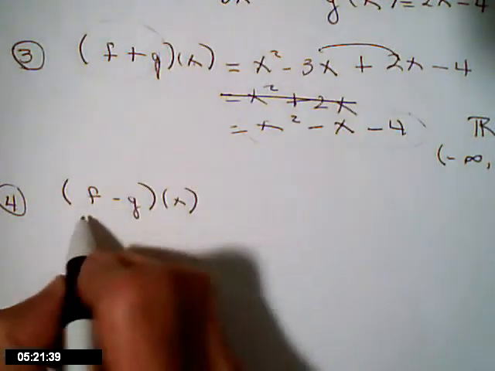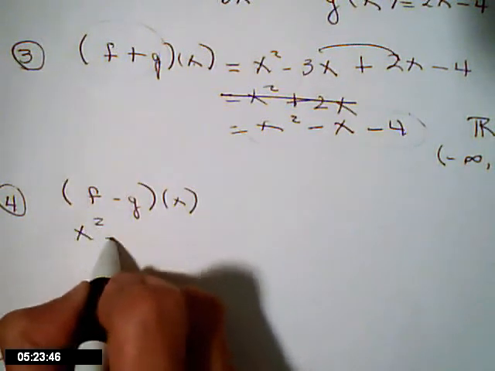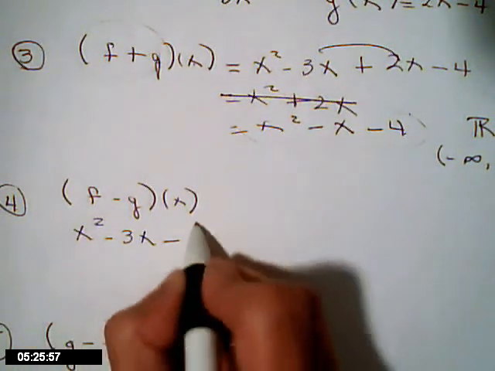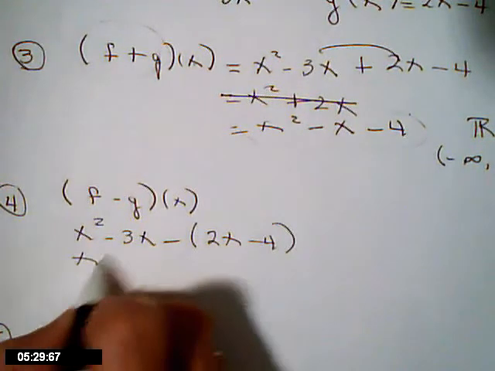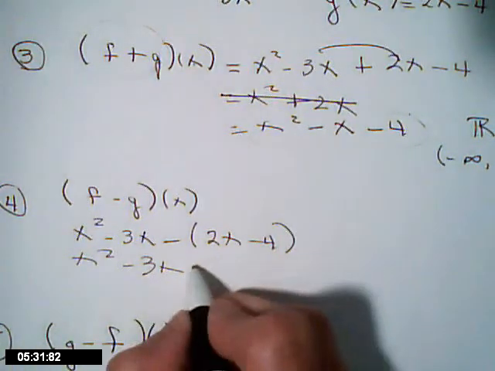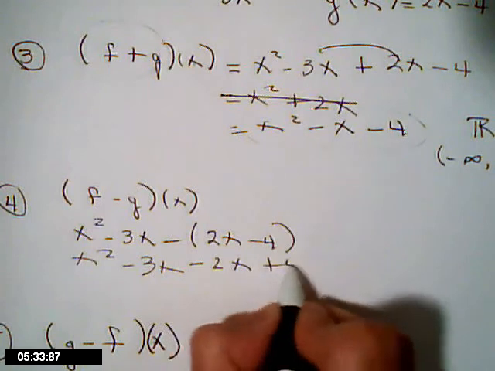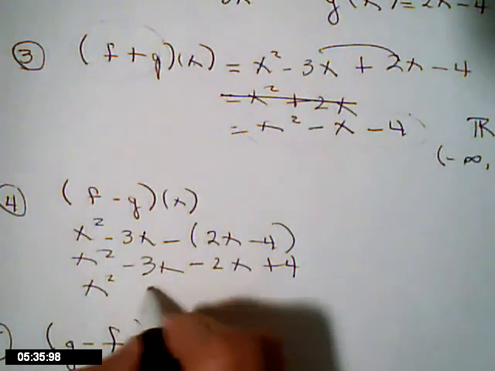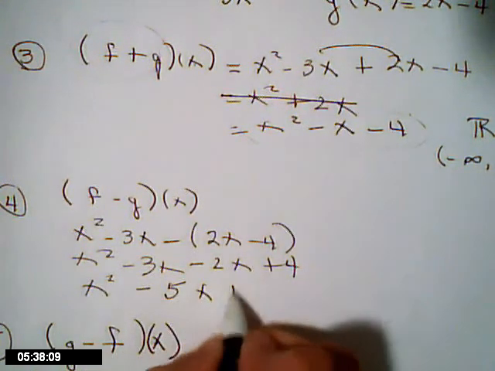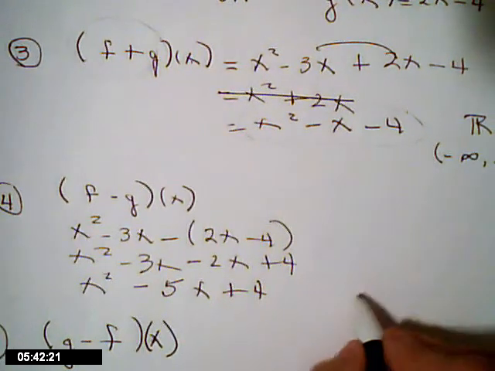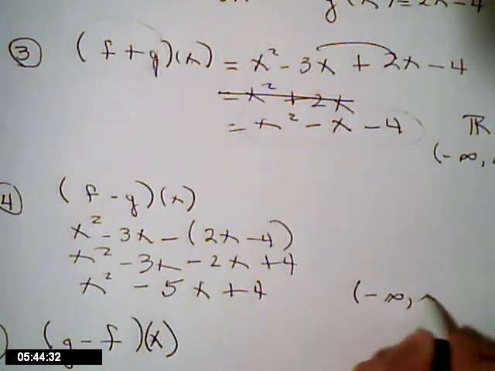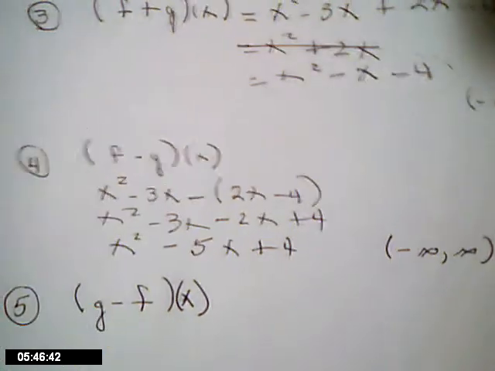Number 4, we have f minus g. Order is very important. x squared minus 3x minus g. So x squared minus 3x, change your signs. Descending order would give us x squared minus 5x plus 4. Again, we have no fractions, no square roots, so our domain is all real numbers, or any number at all.